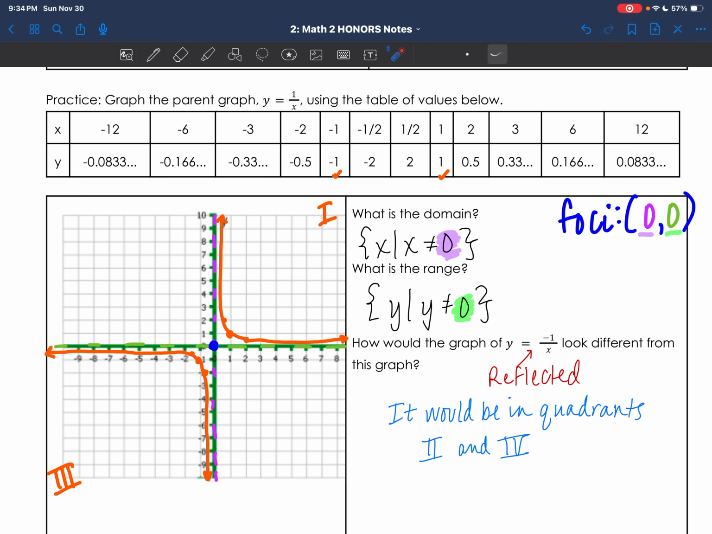So if you notice, your branches are in quadrants 1 and 3. If you were to look at y equals -1 over x, that's going to reflect it. Just like we talked about with cube roots, how before it would look like this, and when it was reflected it looked like that. It's going to be similar: if it's reflected, it would be in quadrants 2 and 4. So that's if a is negative.